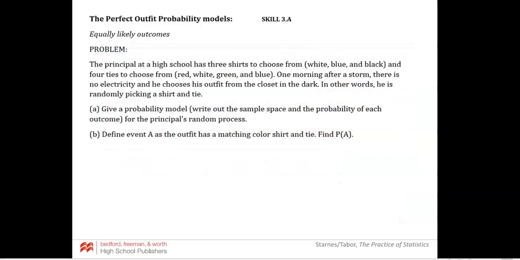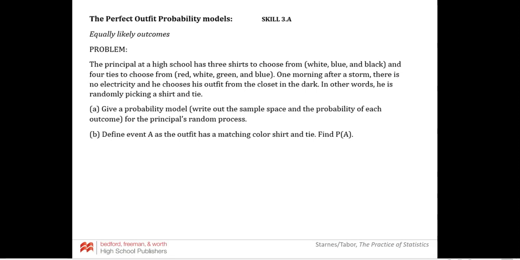Okay, let's just look at a couple of problems. So Principal High School has 3 shirts to choose from, white, blue, and black. 4 ties, red, white, green, and blue. One morning after a storm, there's no electricity. He chooses outfits from the closet in the dark. I think I've done that. In other words, he is randomly picking a shirt and a tie. Write out the sample space and the probability of each outcome for the sample space.